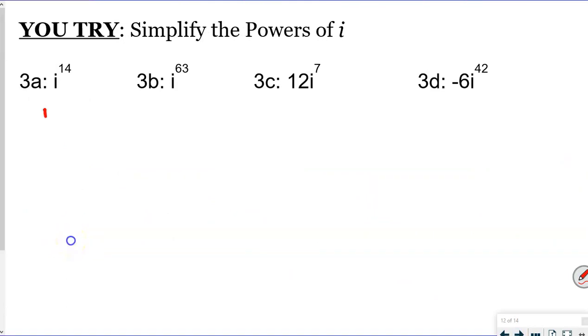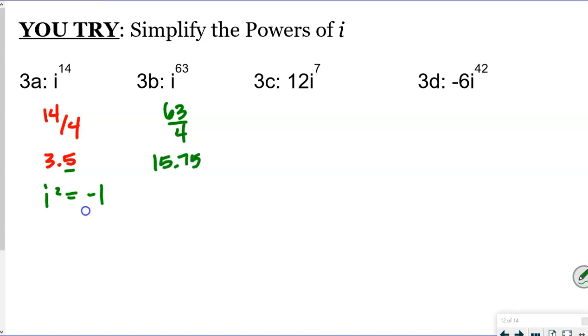Okay, so here's our process. 14 divided by 4. That's going to be 3.5. 50 cents is 2 quarters, right? So that's i squared, and that was -1. 63 divided by 4. That's going to give me 15.75. That's 75 cents. So that's i to the third. If you don't remember, go back and look at your table. This one's going to be -i.